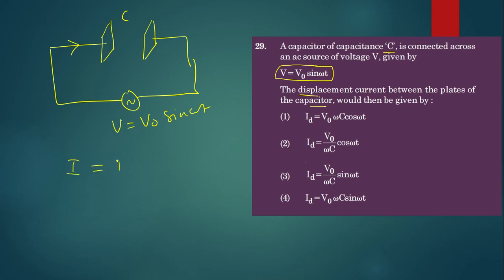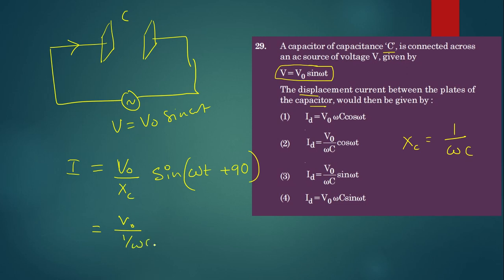So in this case, we know the current will be equal to V0 divided by XC multiplied by sine of, since it is a pure capacitive circuit, the current will lead the voltage by 90 degrees. What will be the capacitive reactance? The capacitive reactance will be 1 by omega C. So this will be V0 omega C sine of omega t plus 90. Sine of omega t plus 90 is cos of omega t, and thereby V0 omega C cos of omega t. That's the correct one. So option 1 is the correct one. Let's move on.